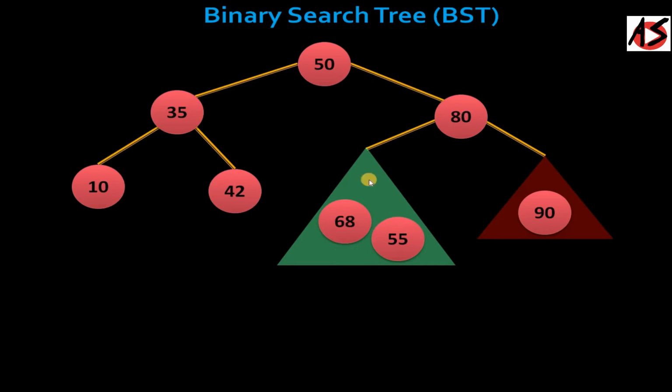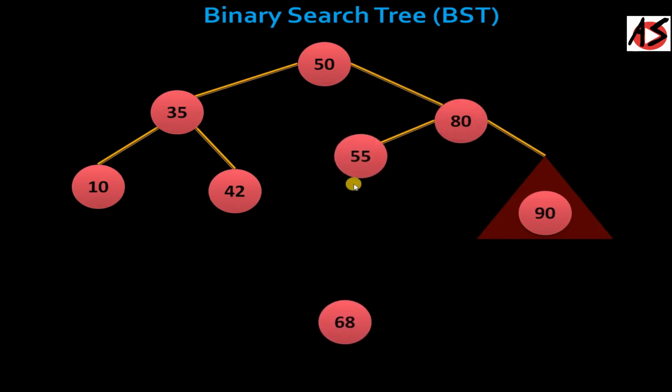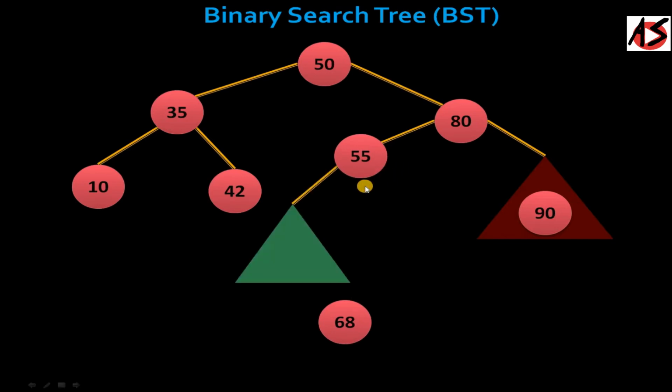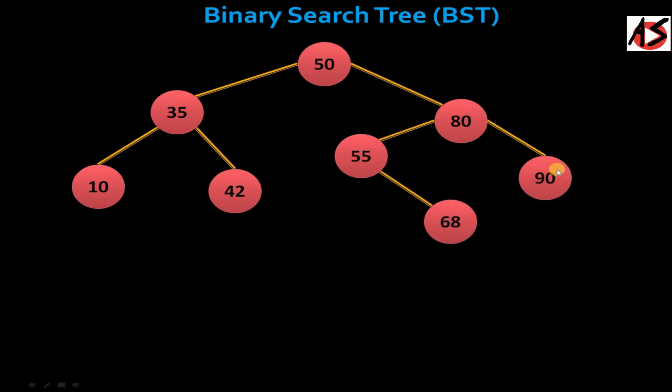Now in the left subtree of the node with key 80 you have to follow the same rule. So you take any node as a root node. Suppose here we are taking 55. So again you take the left subtree and right subtree. Here you have a node 68 that is bigger than key 55. So 68 will be inserted in the right subtree. So here you can see 68 and 90 are single elements, so they will be connected to the right side of 55 and 80 respectively.